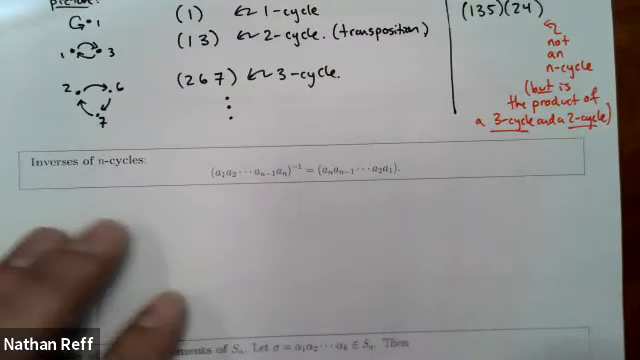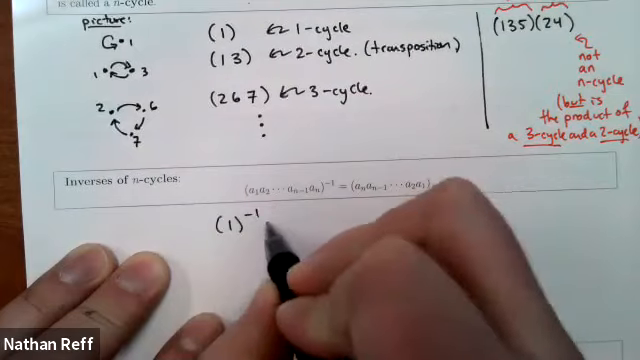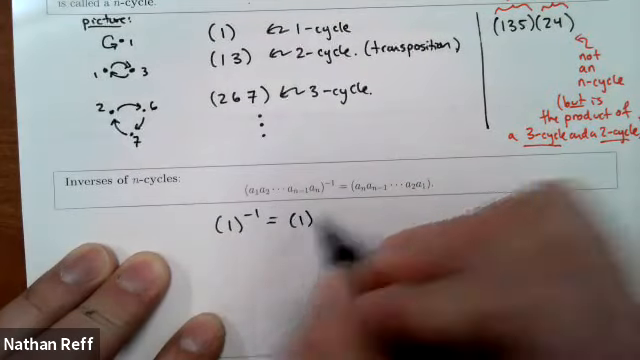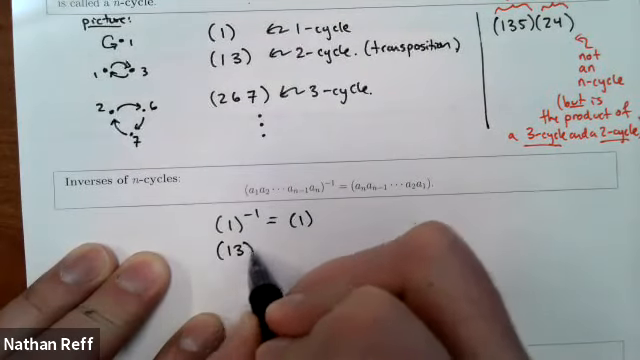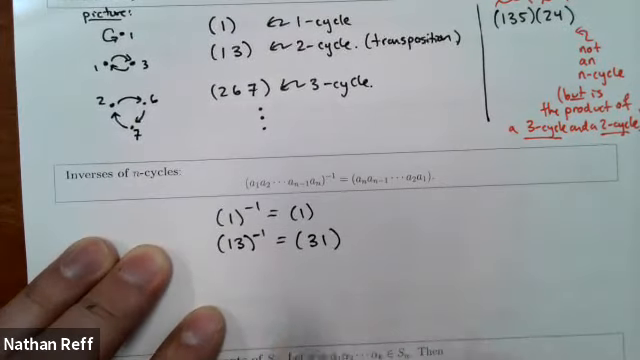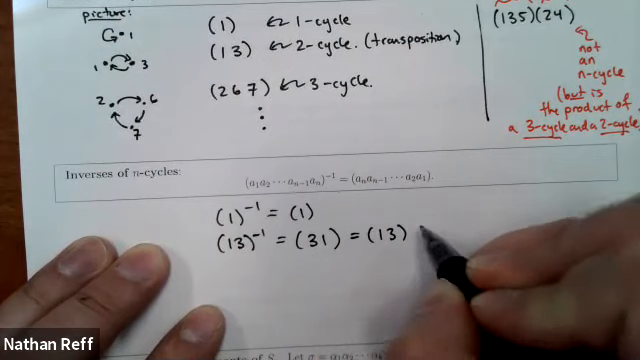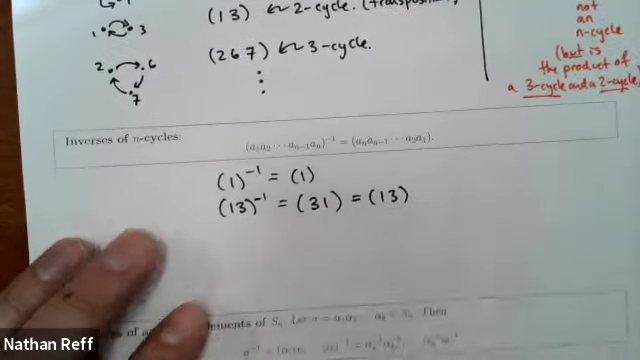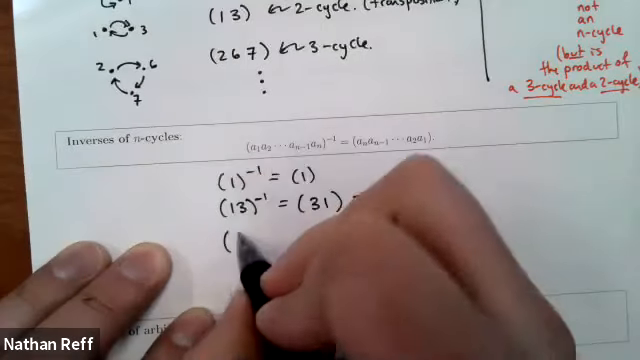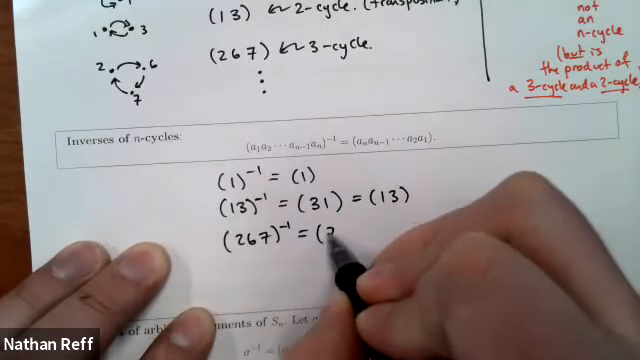It's very simple. So for example, inverting these guys up here, this is the identity. The inverse of that is just itself. The inverse of 1, 3 is 3, 1, but this one is a weird one because it is also itself. You see that? But the inverse of 2, 6, 7 is just 7, 6, 2.